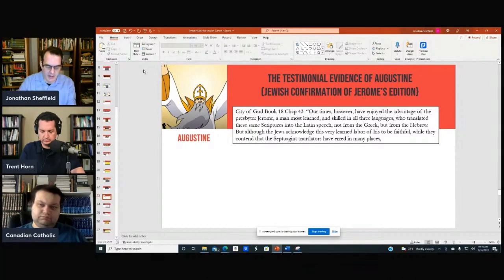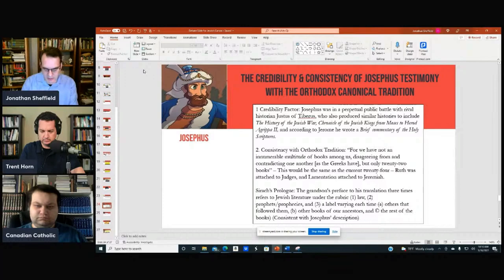We must also certainly give substantial evidential weight to the testimony of Josephus on account of two observations. First, he is unlikely to have gotten away with lying much about the Jewish canonical tradition, given he was in a perpetual public battle with the rival historian Justus of Tiberias, who composed similar historical treatises. Second, Josephus' description of the 22 books is consistent with the Orthodox Jewish canonical tradition, especially since the grandson of Sirach also witnesses to a threefold formula, corroborating the record in Josephus.